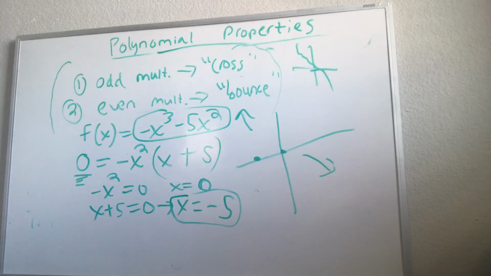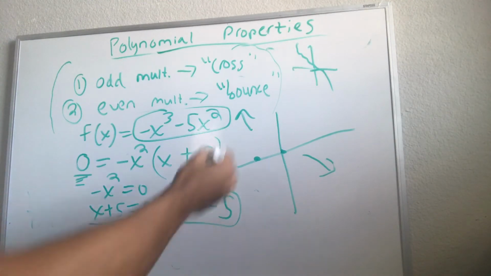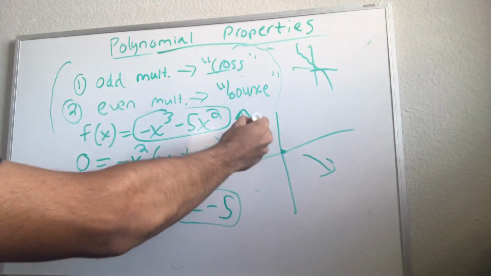If it's an odd multiplicity, it's going to cross. And you see that negative 5 is really just being repeated once, because x plus 5 is equal to 0, so x is equal to negative 5. That has a multiplicity of 1, therefore it must cross.